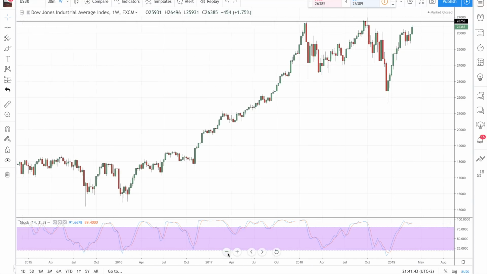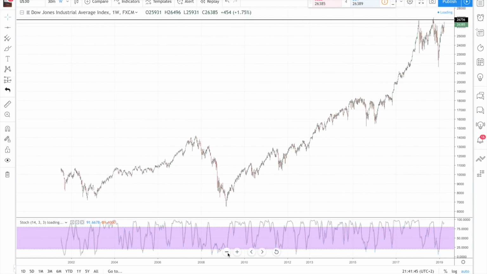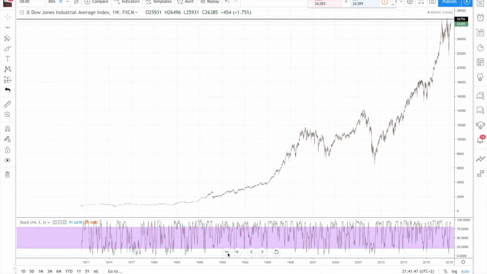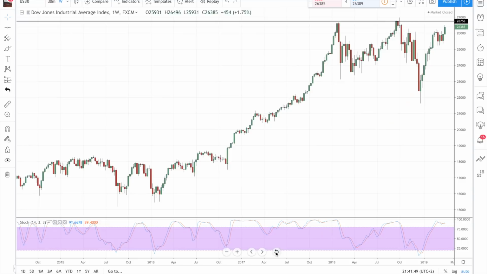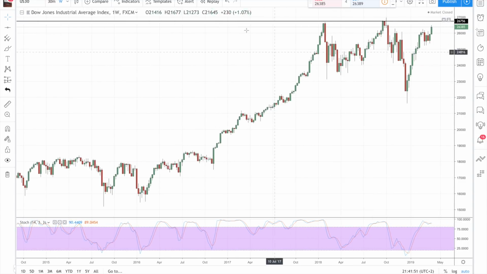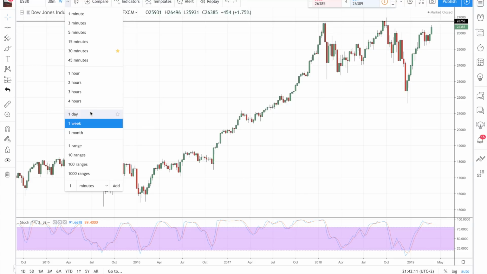Now let's zoom out and see what's happening. Did we already reach this higher high? No, never. We are at the highest level for the Dow Jones, which means the US government is doing well. So basically what we can first see is that we are near a resistance. We're not that near, but much nearer than over here, and we can see the stochastic is overbought on the weekly. This is our first indication.